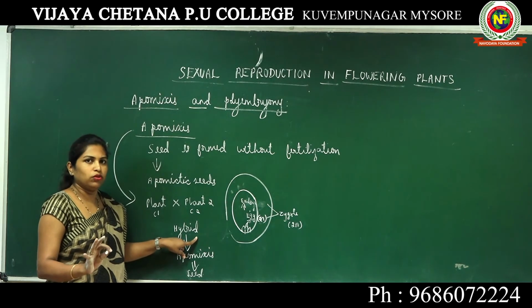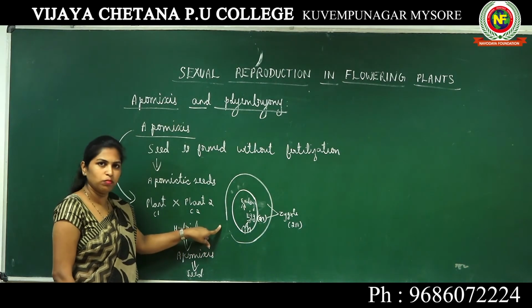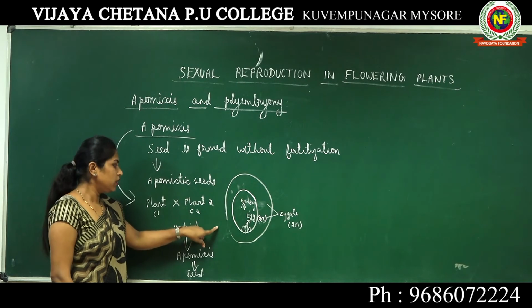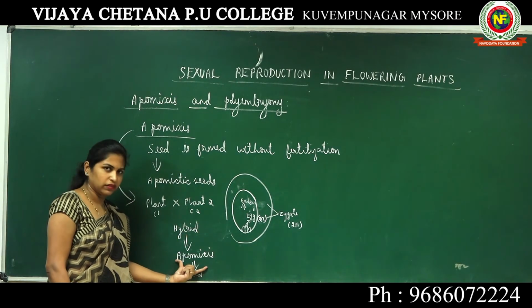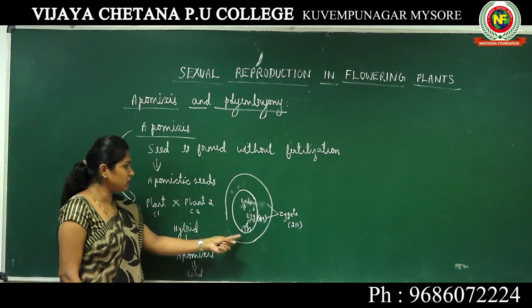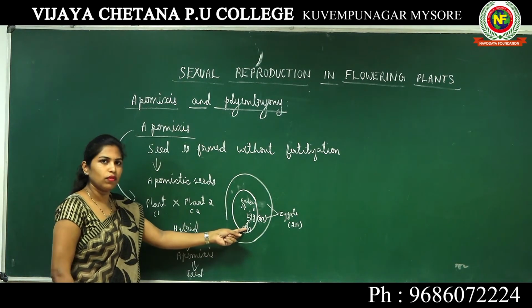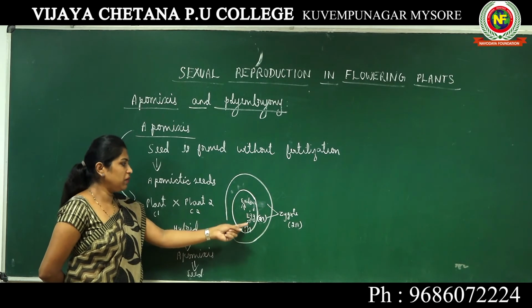Hope you are able to understand. When this hybrid plant is not breeding with any other plant, it is allowed to undergo apomixis. All the characters of the egg or the female gamete remain the same.